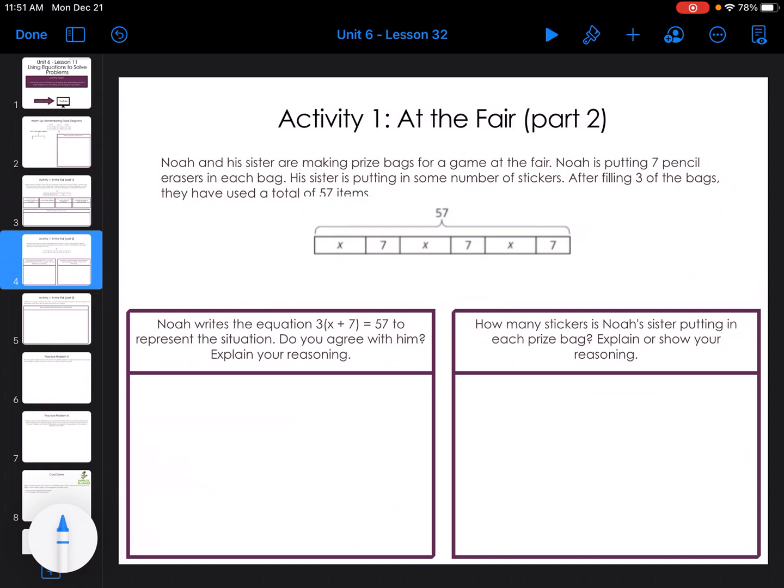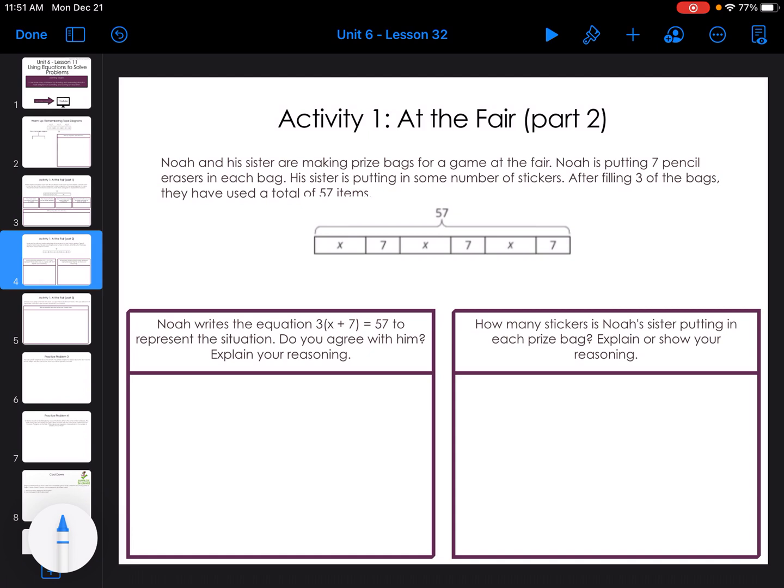Noah and his sister are making prize bags for a game at the fair. Noah is putting 7 erasers in each bag, and his sister is putting the same number of stickers. After filling 3 bags, they have used a total of 57 items. Noah writes the equation 3(7 + x) = 57 to represent the situation. Do you agree with him?